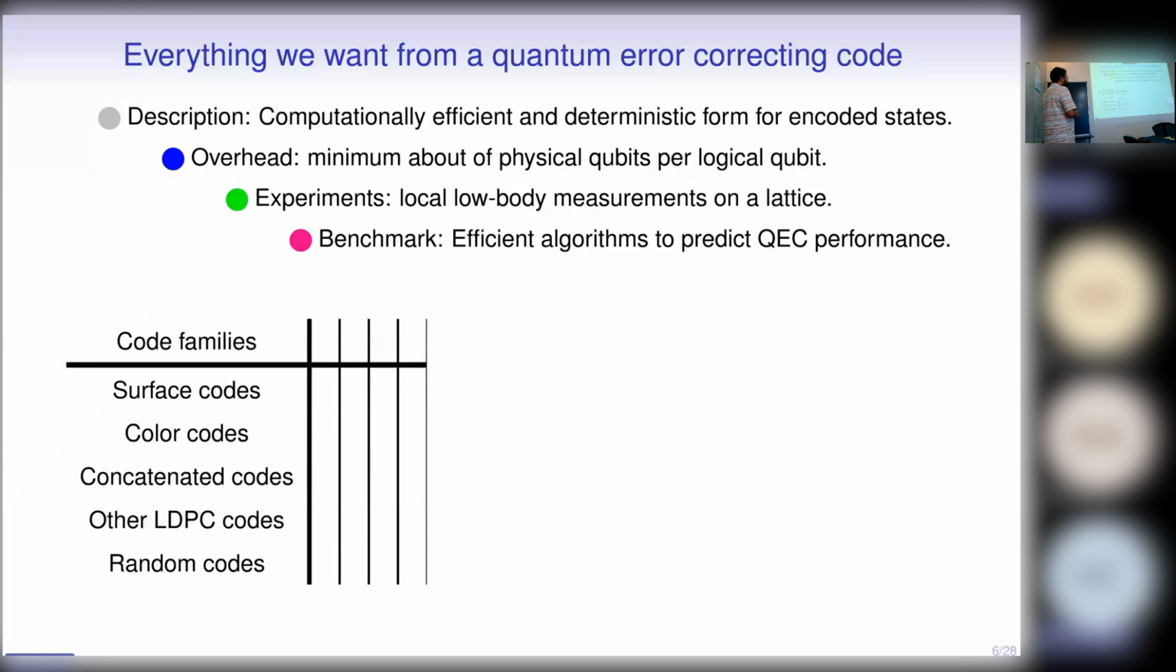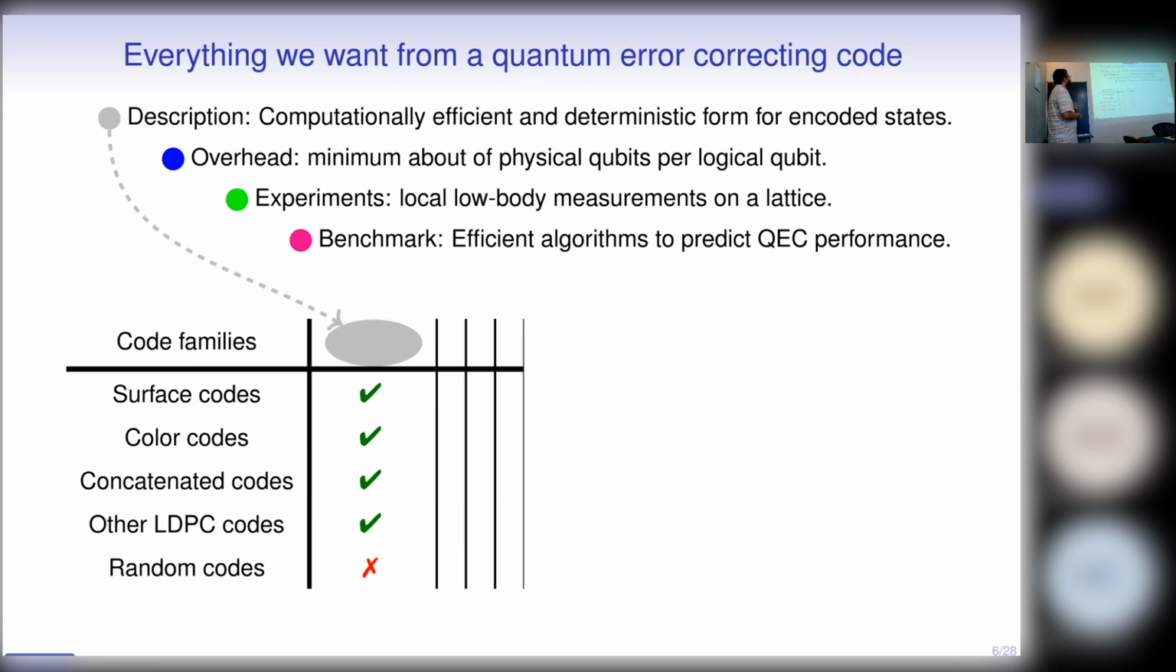There are color codes, and something that was originally started when quantum error correction as a field started, called concatenated codes. Now from the classical literature, we have things that are known as low density parity check codes and so on. And of course, random codes for proofs. Now, if we look for efficient descriptions, fortunately, all of them but random codes have good efficient descriptions. So that means we don't want to work with random codes.